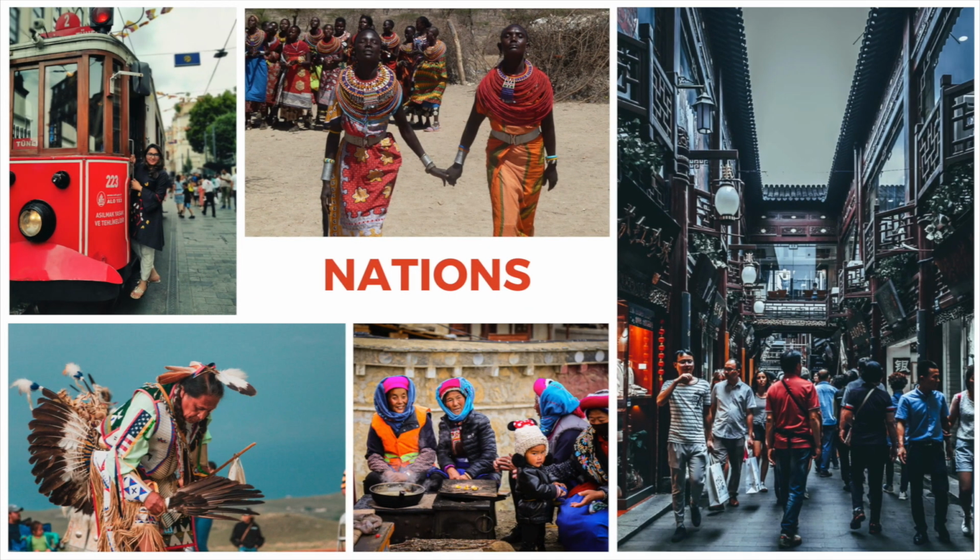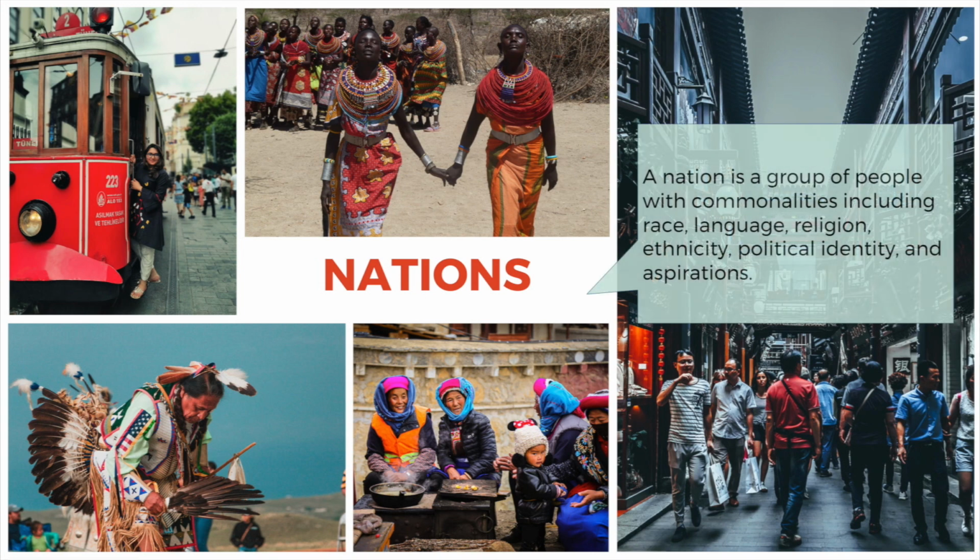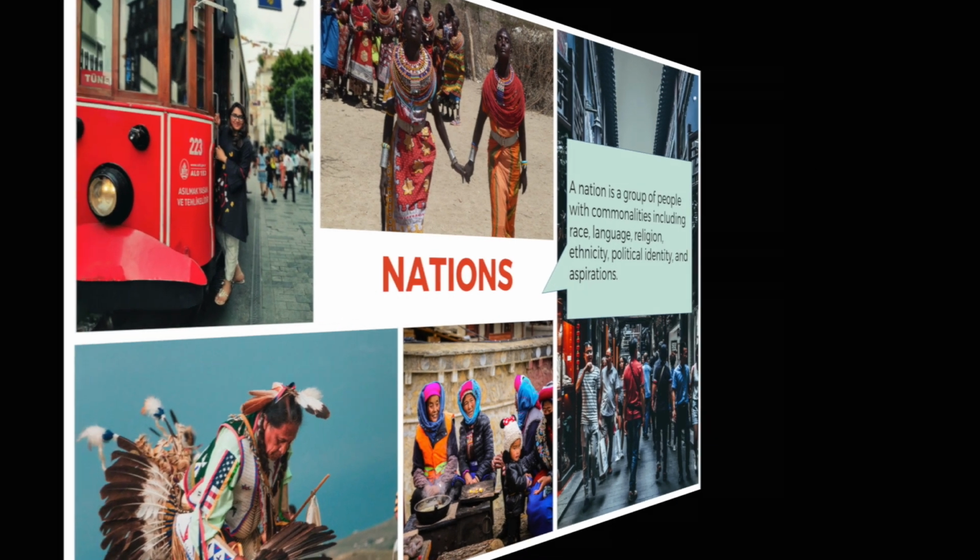The last term that we need to define is nation, which refers to people who live within a state. A nation is a group of people who have commonalities like race, language, religion, ethnicity, political identity, and aspirations. States sometimes have one, but most are made up of several distinct nations. We're going to be looking at the concept of nations and nationality a lot more in our next unit.